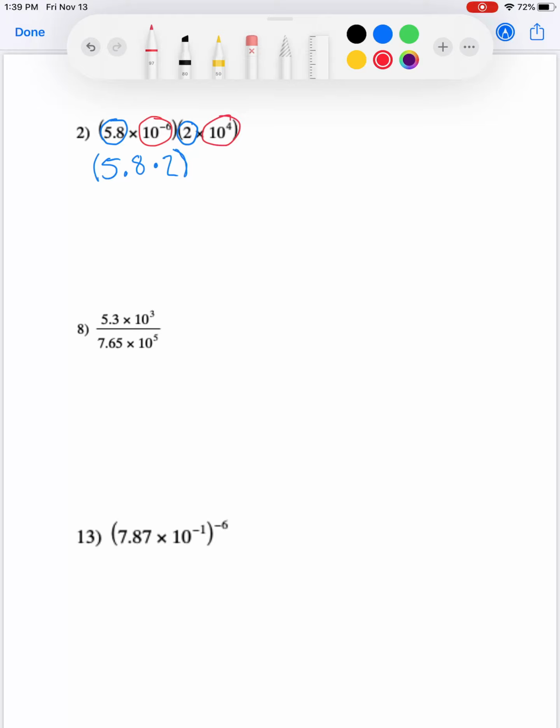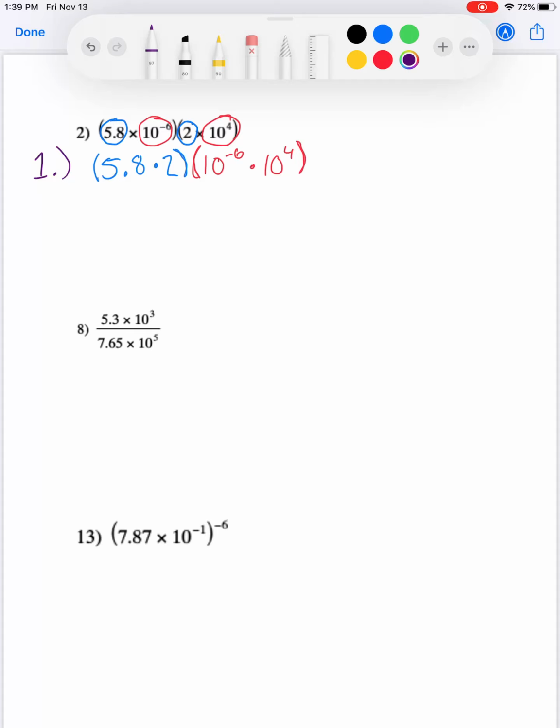And now our second group is going to be our 10 to the whatever powers. So in this problem, we have 10 to the negative 6th times 10 to the 4th. Okay, so this is how we want to group them for our first step. We always want to separate those coefficients and then the exponents. We want to keep them separate.